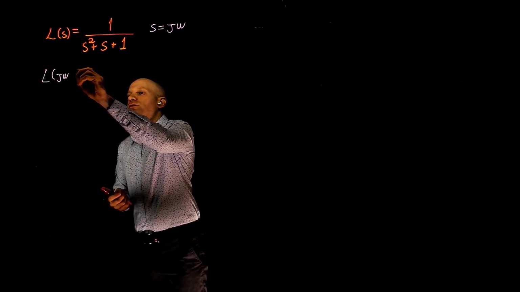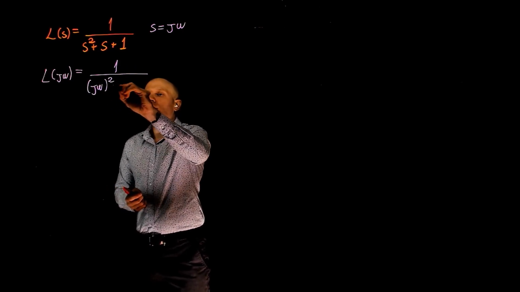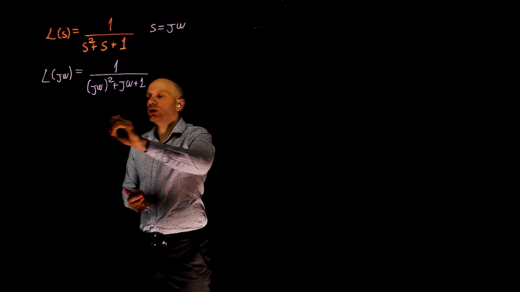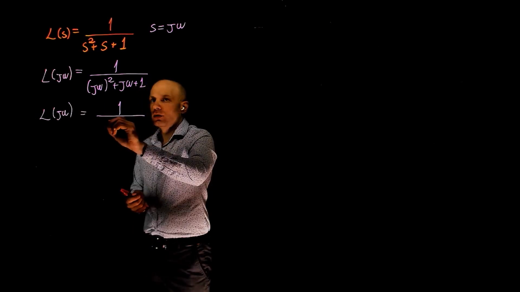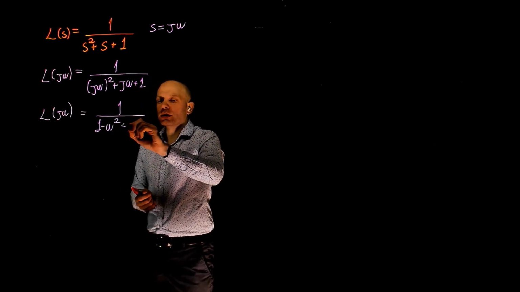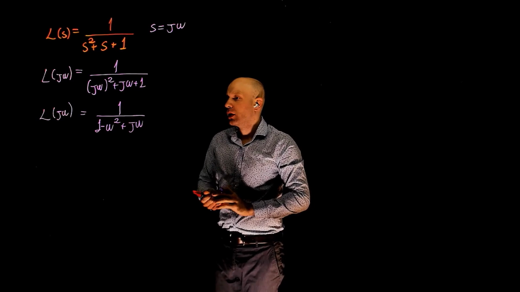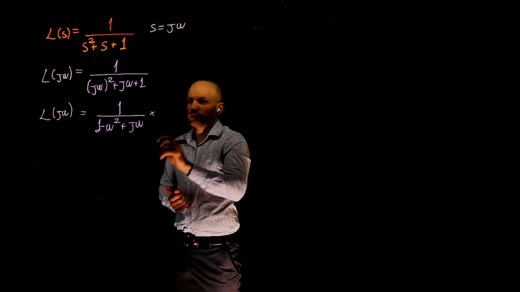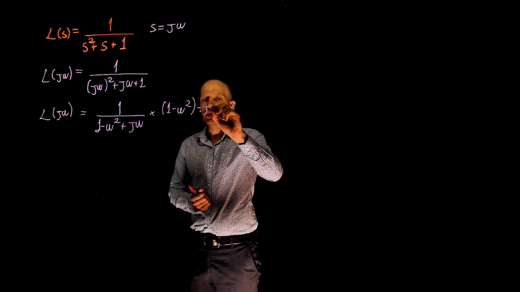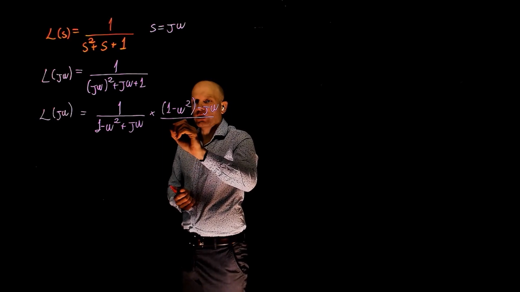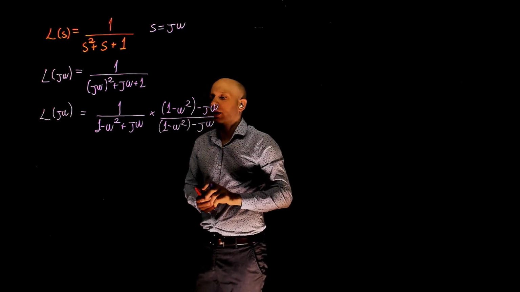L of j omega now becomes 1 over (j omega) squared plus j omega plus 1, which is 1 over 1 minus omega squared plus j omega. j squared is -1. Now we can multiply this by the conjugate of this complex number, so 1 minus omega squared minus j omega, and here also divided by the same 1 minus omega squared minus j omega.